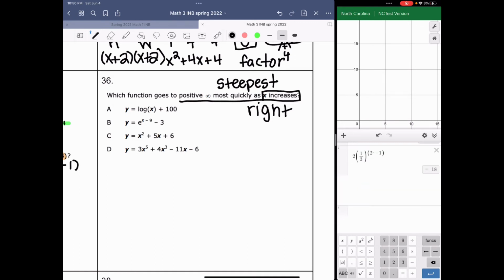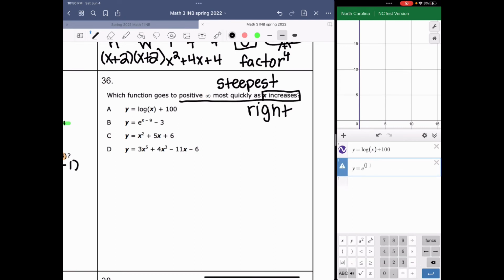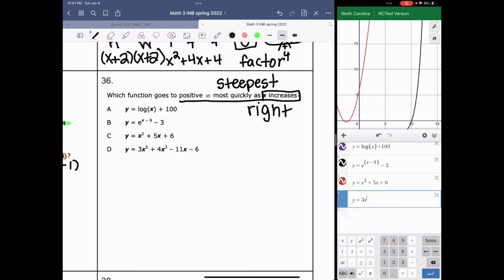So for these, I'm going to want to put these into Desmos, and I'm going to compare all of my graphs. So I have log of x. I have e, and that's being raised to x minus 9 minus 3. Then I have y equals x squared plus 5x plus 6. And the last one, 3x to the 5th power plus 4x to the 3rd minus 11x minus 6. So there's a lot going on here.